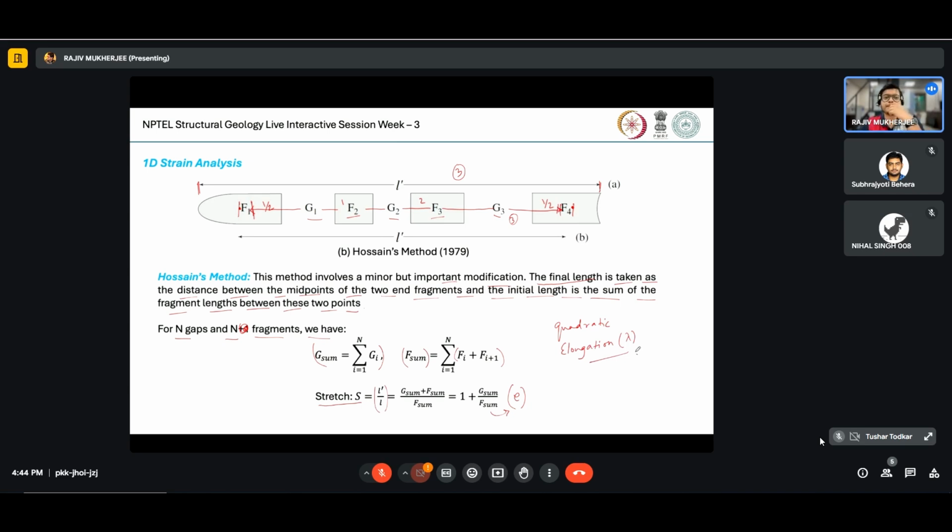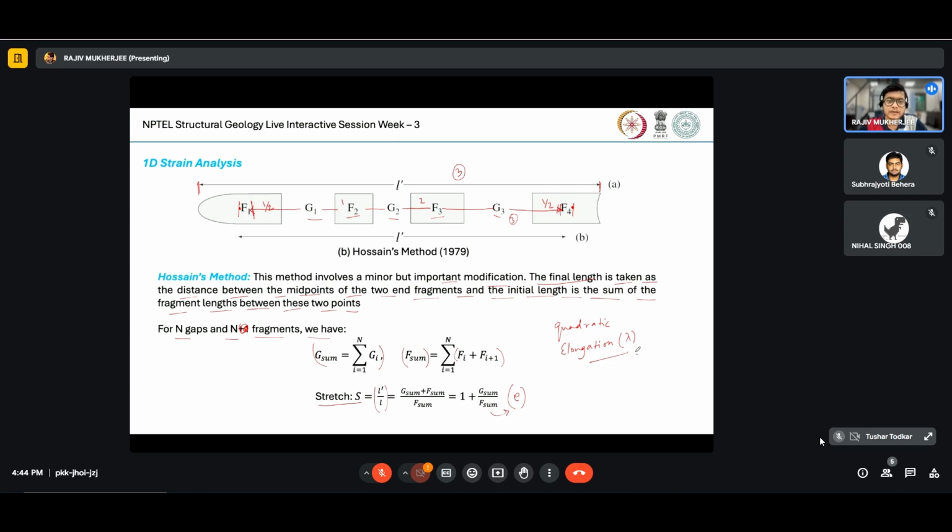So strain analysis in one dimension is pretty easy because we often observe this instantaneous stretching taking place within the rock masses, and these deformed or stretched pebbles or fossils are good indicators or strain markers for one dimensional strain analysis.